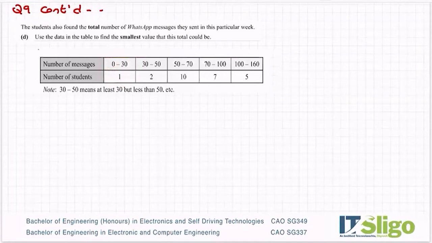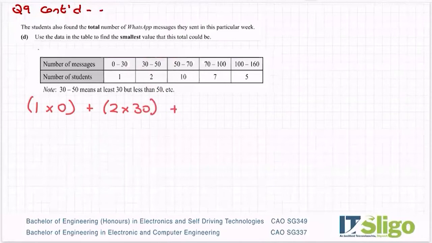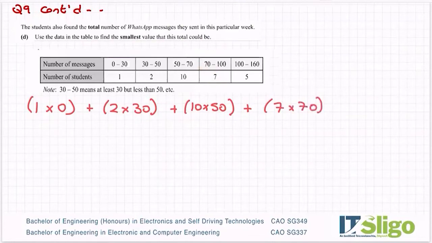Okay, so I have one student sending 0 messages. Okay, and then these two students in the next block over, what is the smallest number of messages they could have sent? It would be 30. These 10 students, what is the smallest number of messages these could have sent? Well, every one of the 10 of them could have sent just 50 messages. Okay, now this is highly unlikely that this happened, but this is the question that's been asked. What is the smallest value that the total could be? So in the next block over, those 7 students could have sent 70 messages. And of course, the 5 students could have sent 100 messages.